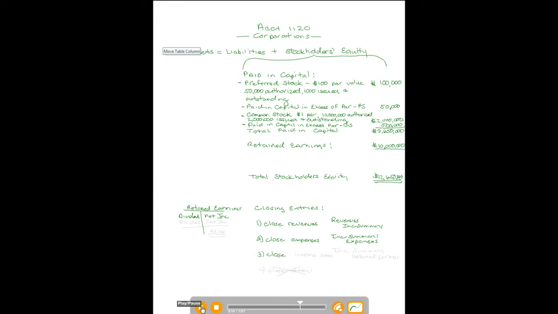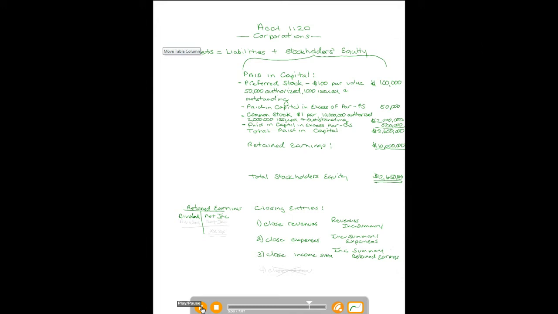Now it's time to close income summary. Income summary has net income. It's going to have a credit balance, so we'll debit it. We'll debit income summary. And for a sole proprietor, we put it in capital. And for partners, we put it in several capitals. But for corporations, we put it in a new account called retained earnings. Wahoo! Look at that. The closing entry changed a little bit.